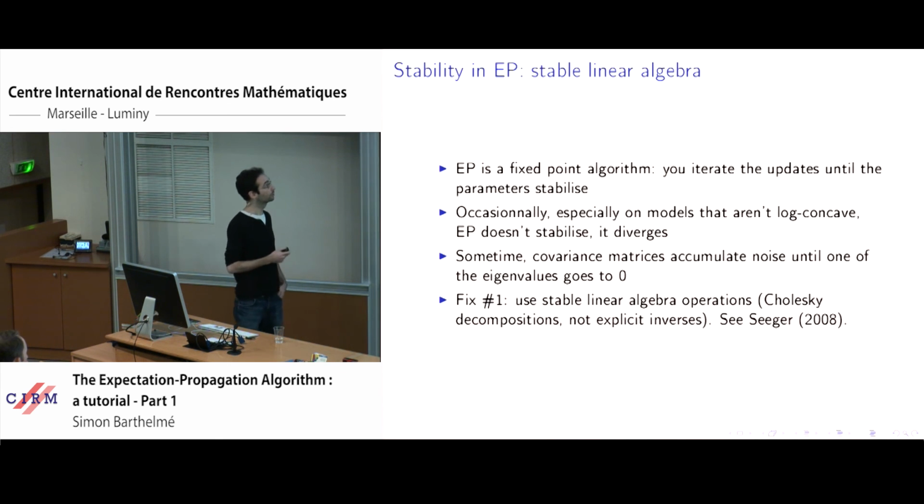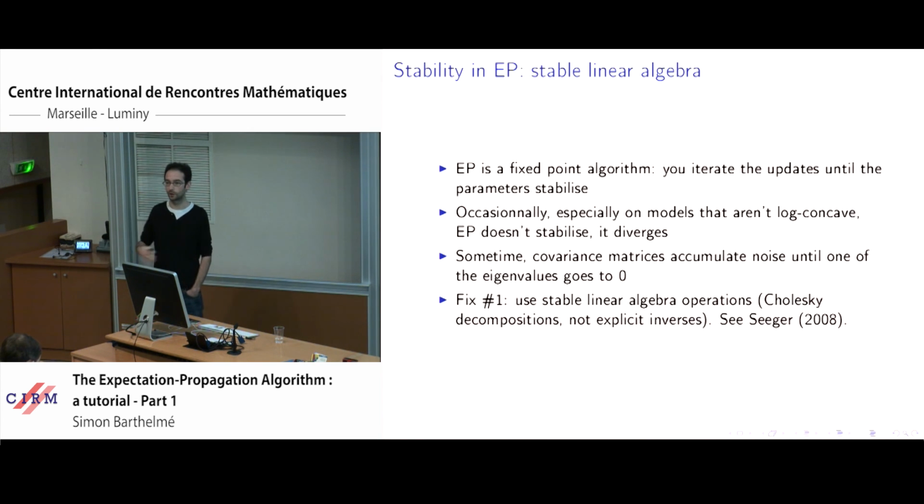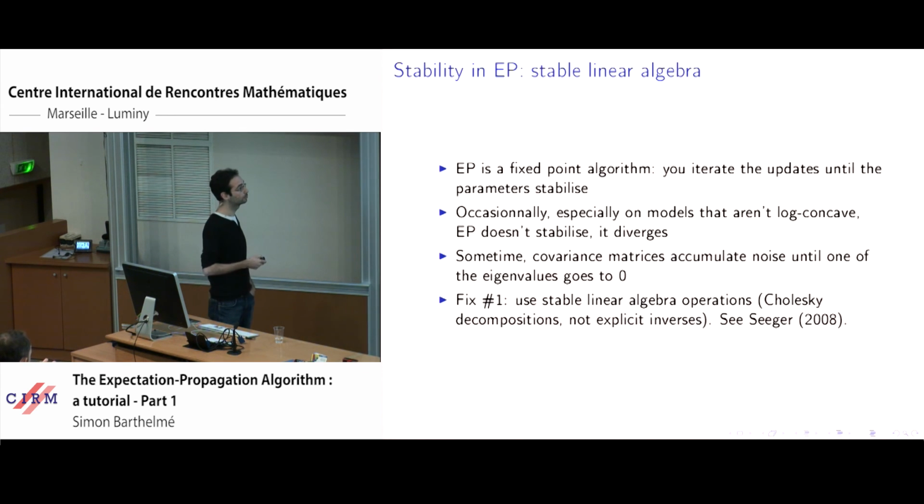So one of the causes is that your covariance matrices, because they're the sum of inverses of precision matrices and so on, accumulate noise until one of the eigenvalues goes to 0 or to minus something, and then you can't do your linear algebra anymore, and it doesn't make sense to have covariance matrices with negative eigenvalues. So one thing to keep in mind when implementing EP is to use stable linear algebra operations. So don't do explicit inverses of covariance matrices. Use Cholesky, for example. Do you all know that trick, or am I speaking Chinese, as you say?